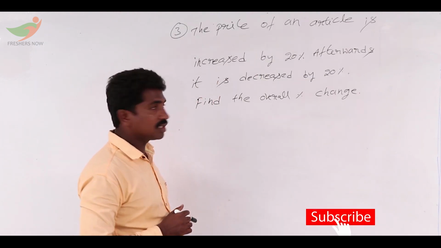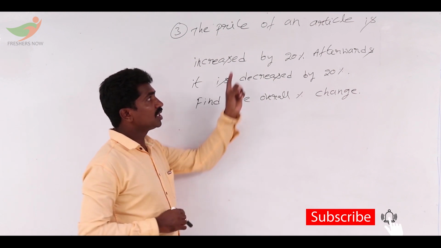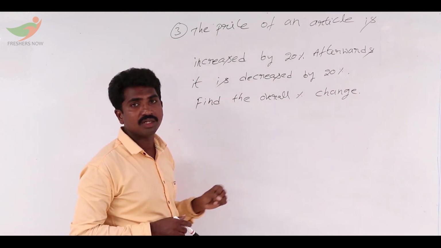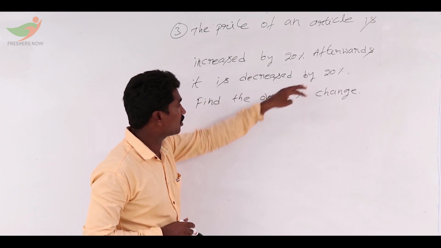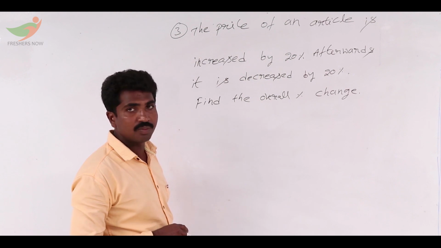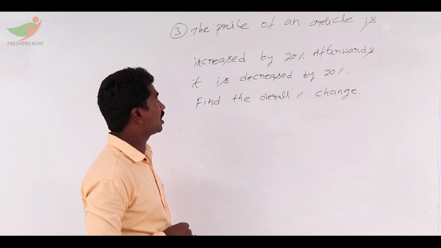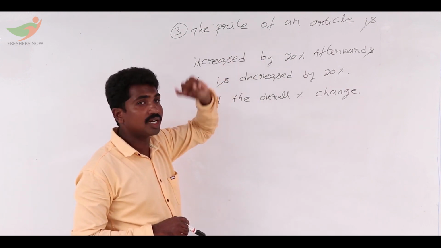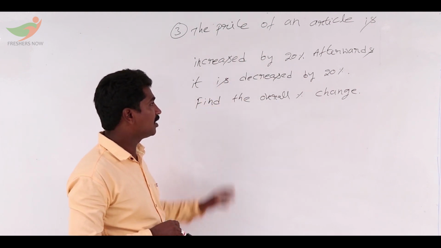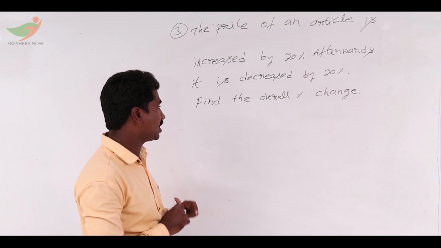Now we discuss the third question, percentages. The price of an article is increased by 20%. Afterwards it is decreased by 20%. Find the overall percent change. This is a very important question in percentages. All of you observe here.